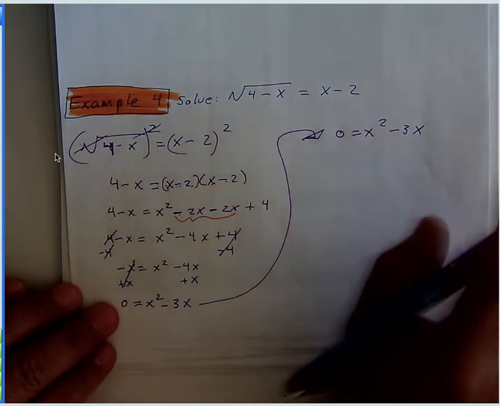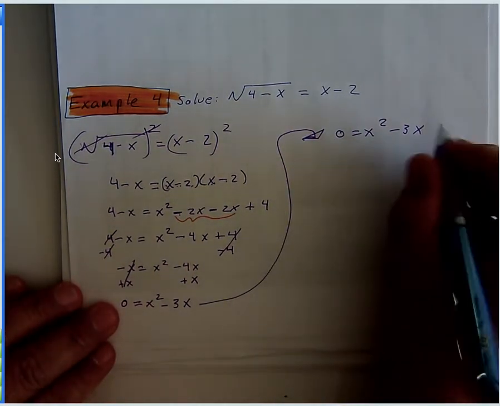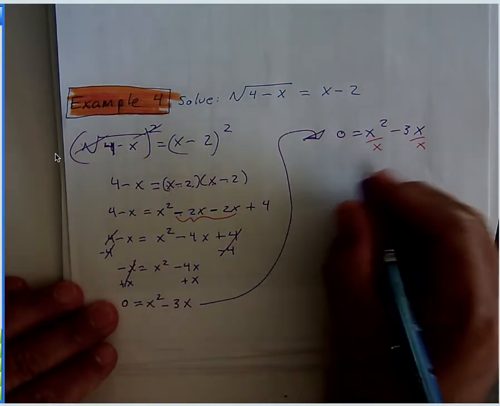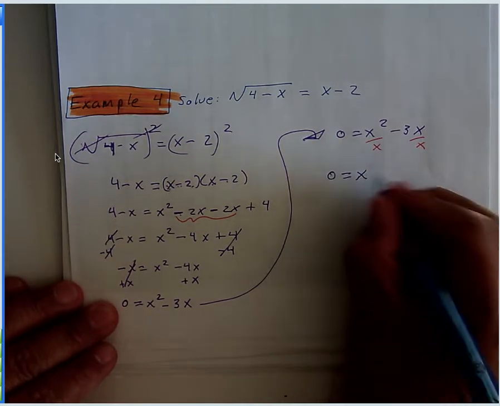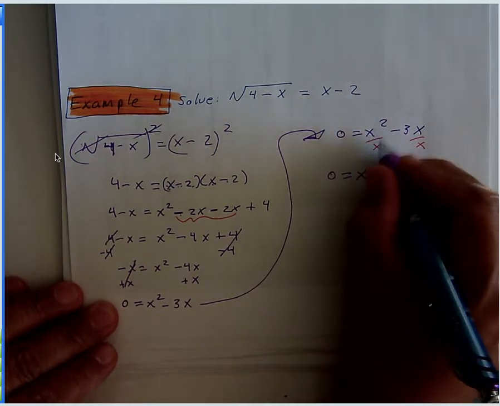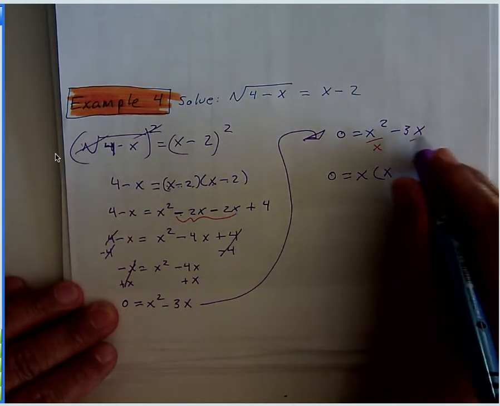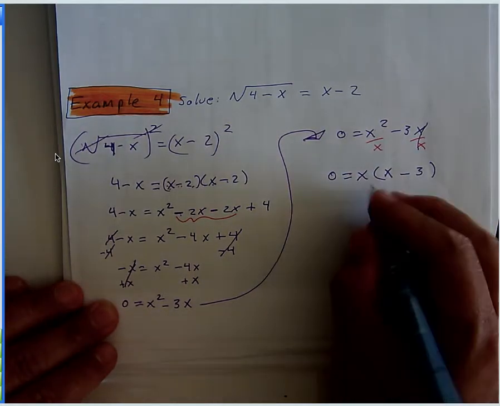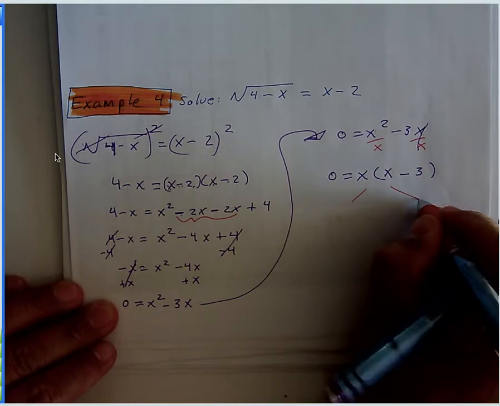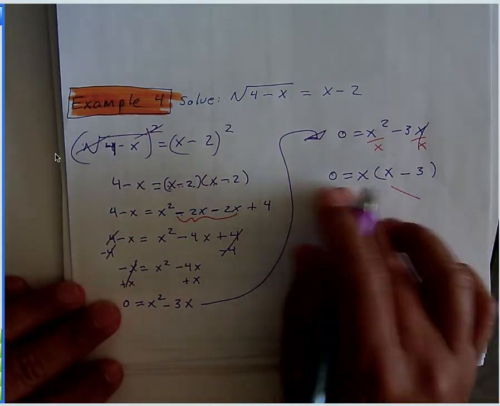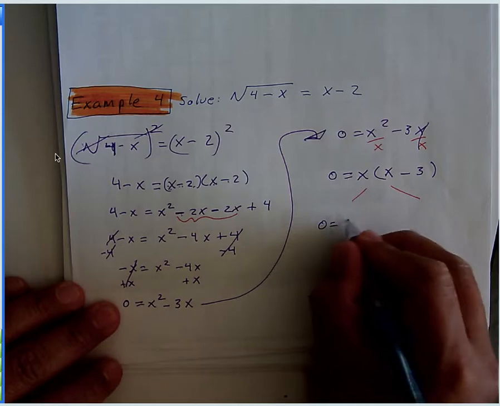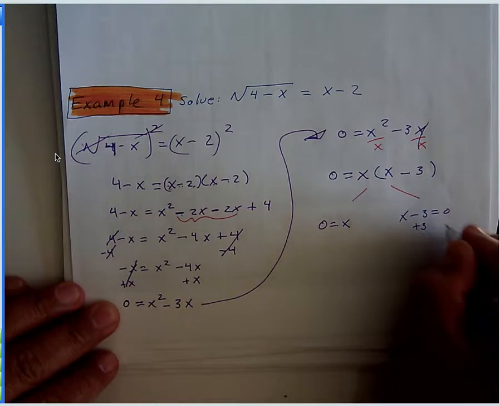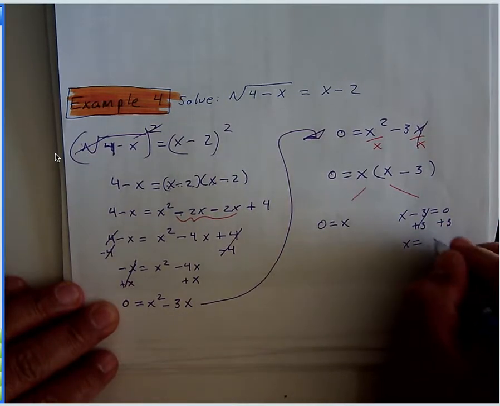So now what? Can we factor this? Yes, we can factor an x from this side because they both have x. So we're going to have the x outside. x squared over x would just be x. And this goes away, so minus 3. Now, since we have two different factors, we can split them. So one of the solutions is x equals 0, and the other one is x equals 3.